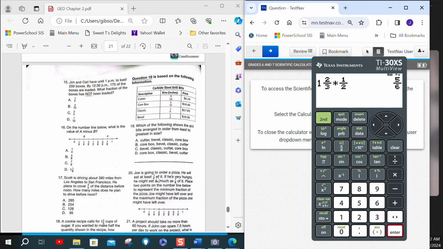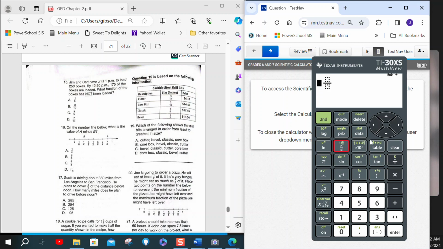Okay, so now we go here to 19. Clear this out. It says question 19 is based on the following information. Which of the following shows the drill bits arranged in order from least to greatest in size? Okay, so now we look at the size here. First of all, we could do these fractions.